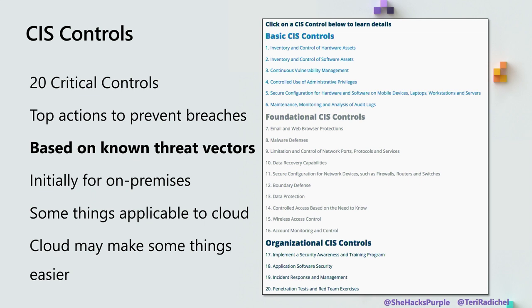The first one is called the CIS controls. If you're in security, you may have heard of this, the 20 critical controls. Basically, this is organizational-wide best practices that you can follow. And it started more for on-premises, so you're going to see some things that don't apply, like your wireless network or something. But there are still some things that do apply. And the cool thing about these rules is that they're not something someone made up. They're based on attack vectors. What are the most common attack vectors people are using to break into organizations? So some of the things are applicable to cloud, and some things are actually easier to do in the cloud, in my opinion.